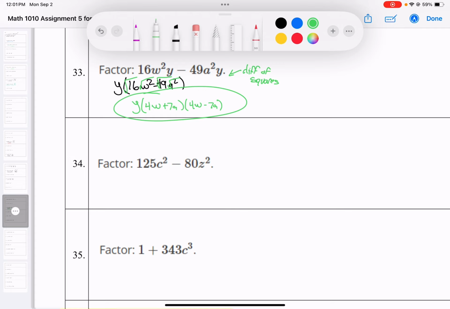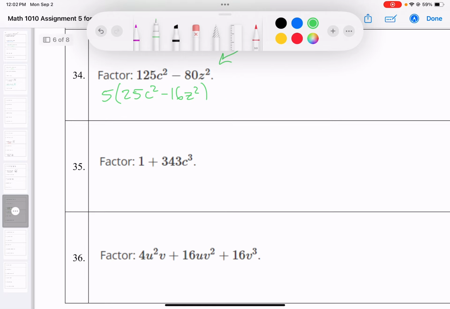Can we factor out of that? Probably just 5, which leaves me with 25c squared minus 16z squared. So once again, this is a difference of squares. This one is a sum of cubes. And I think it's 7. Cube root of, let's see here.